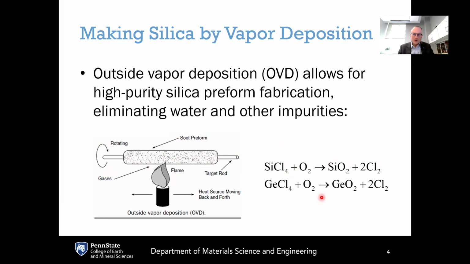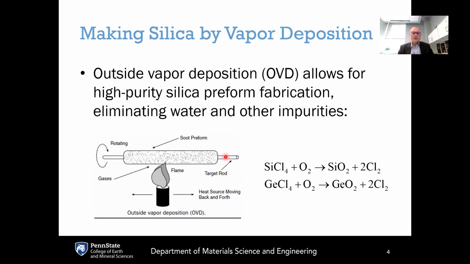Now, when making optical fiber, it is necessary to have a refractive index profile in the fiber. We're going to cover the details of why that is towards the end of the course in our lecture on fiber optics. But we need to have a higher refractive index in the inner part of the fiber, in the core of the fiber, in order to maintain total internal reflection of the light that's propagating through the fiber.